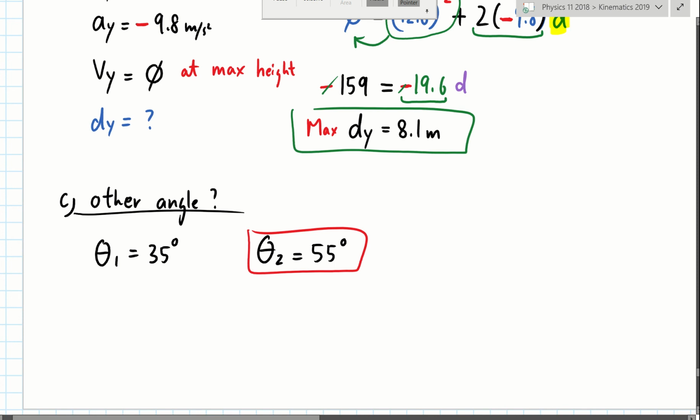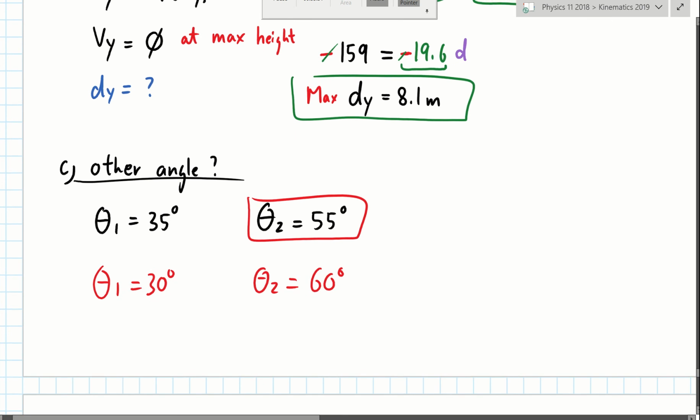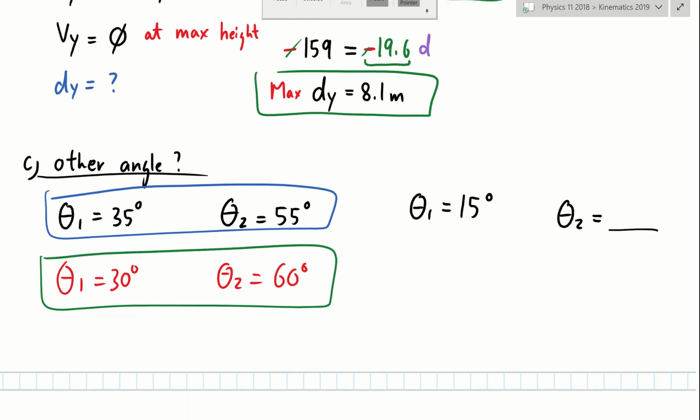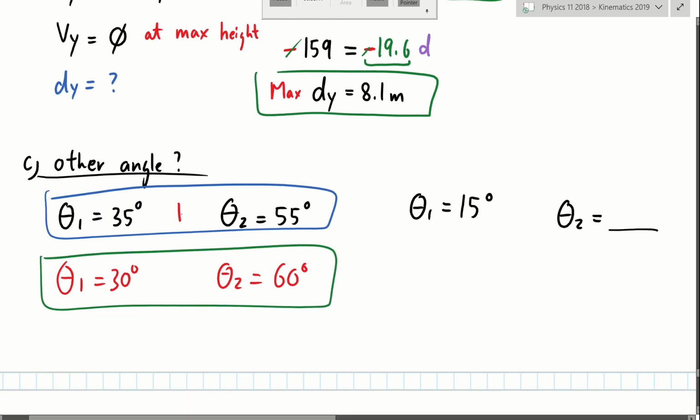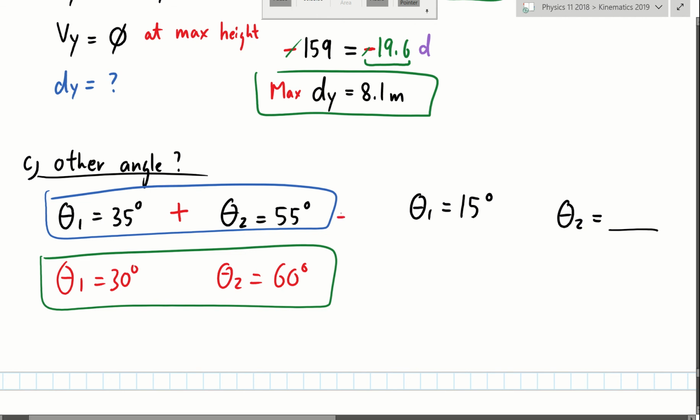Let's write that. If the first one is 30, then to land on the same location, it is 60. Damn, it's not 20 degrees different. What are the patterns? Can someone venture a guess? Now, I want you to do this in your head. Add them. What is 35 plus 55 degrees? What are they equal to? 90.